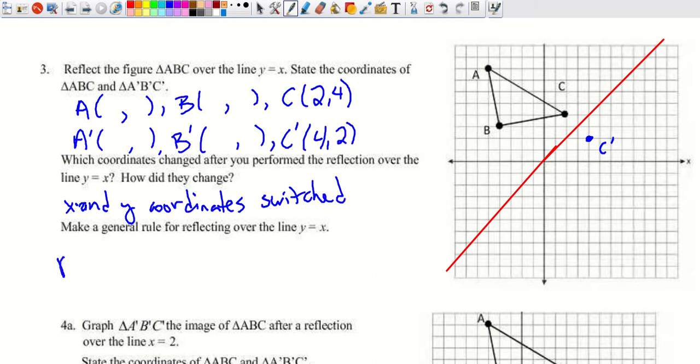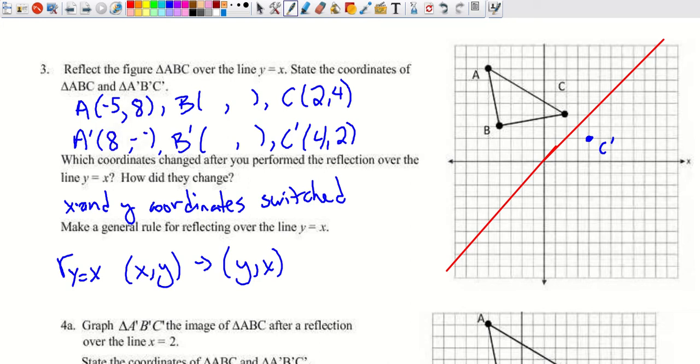Okay, so the general rule for reflecting in the line y equals x is that the point (x, y) becomes the point (y, x). So A, which looks like (-5, 8), is going to become the point (8, -5). So 2, 4, 6, 8, then 1, 2, 3, 4, 5, and that's where that point's going to go.